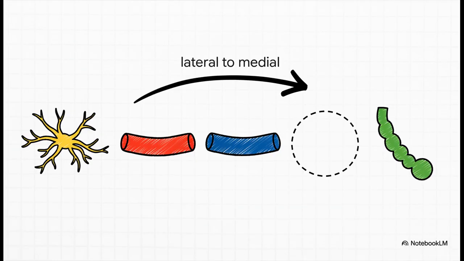Okay, next is NAVEL. N-A-V-E-L. This maps out the anatomy of the femoral triangle directly from lateral to medial. Nerve, artery, vein, empty space, and lymphatics. If you're setting up for an inguinal hernia repair or a groin dissection, you have to know exactly where the surgeon is navigating, and NAVEL gives you that perfect lateral to medial roadmap.